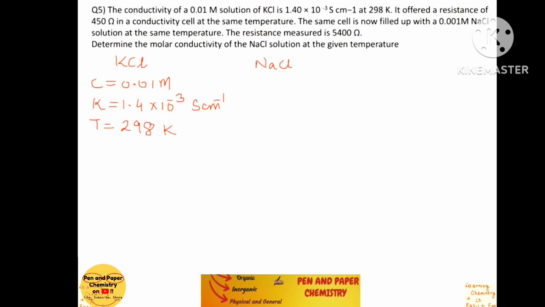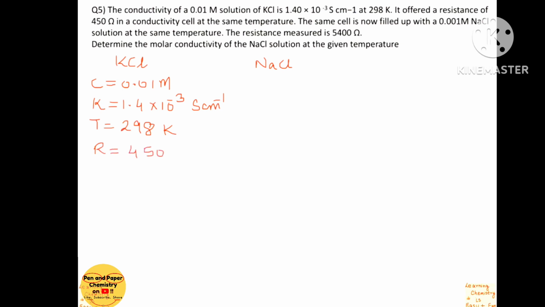Without the unit, your answer will have no meaning at all. It offered a resistance of 450 ohms. So R is equal to 450 ohms. Now how is this information helpful? Because we know the resistance of this, we know the conductivity of this, we can determine what? Very good. We can determine the cell constant.